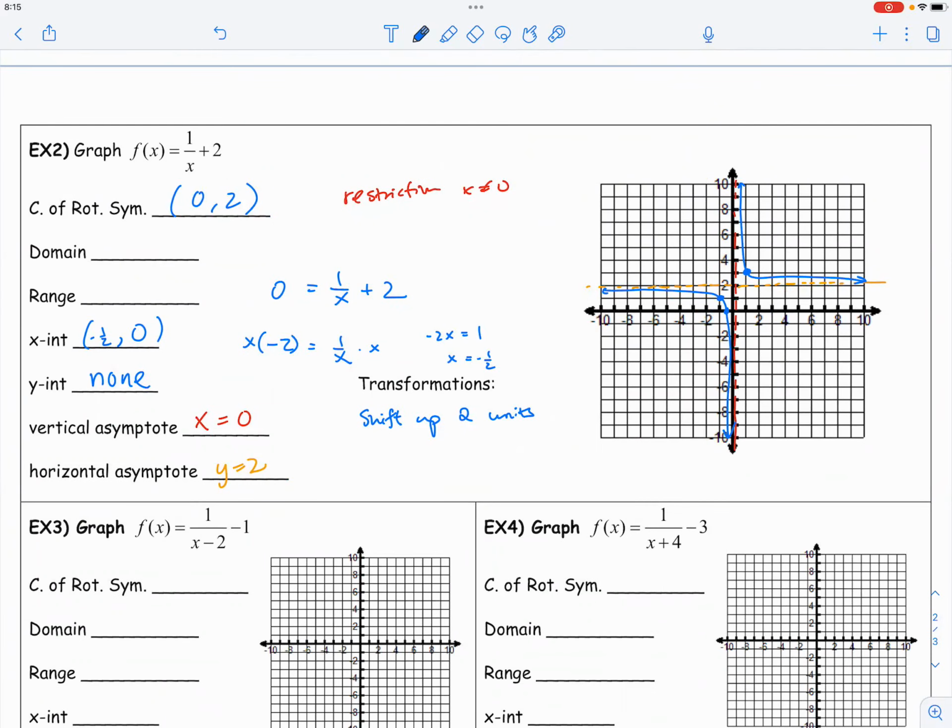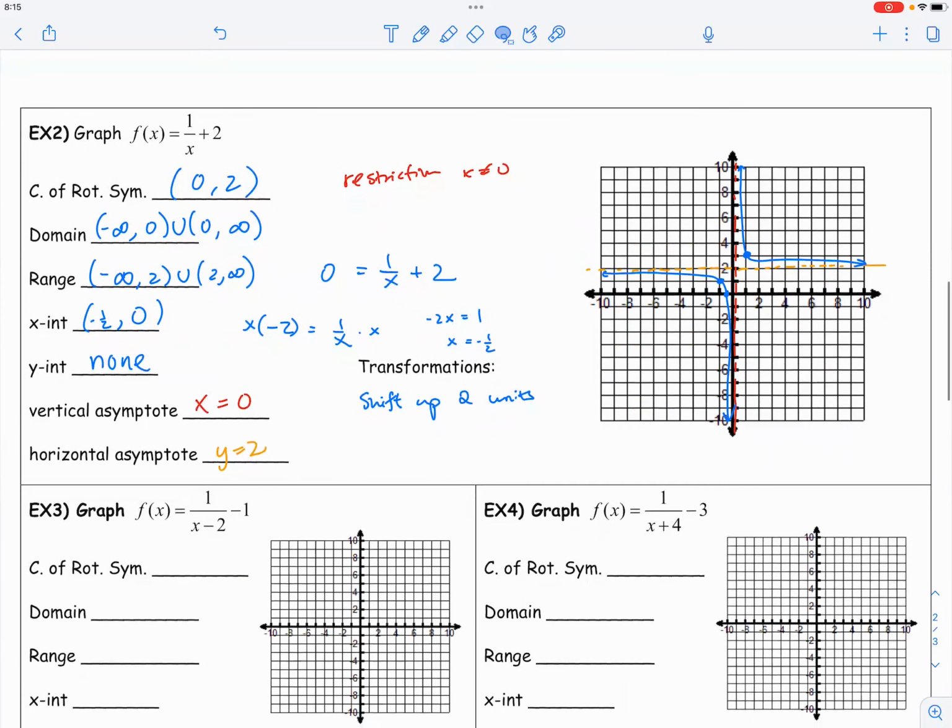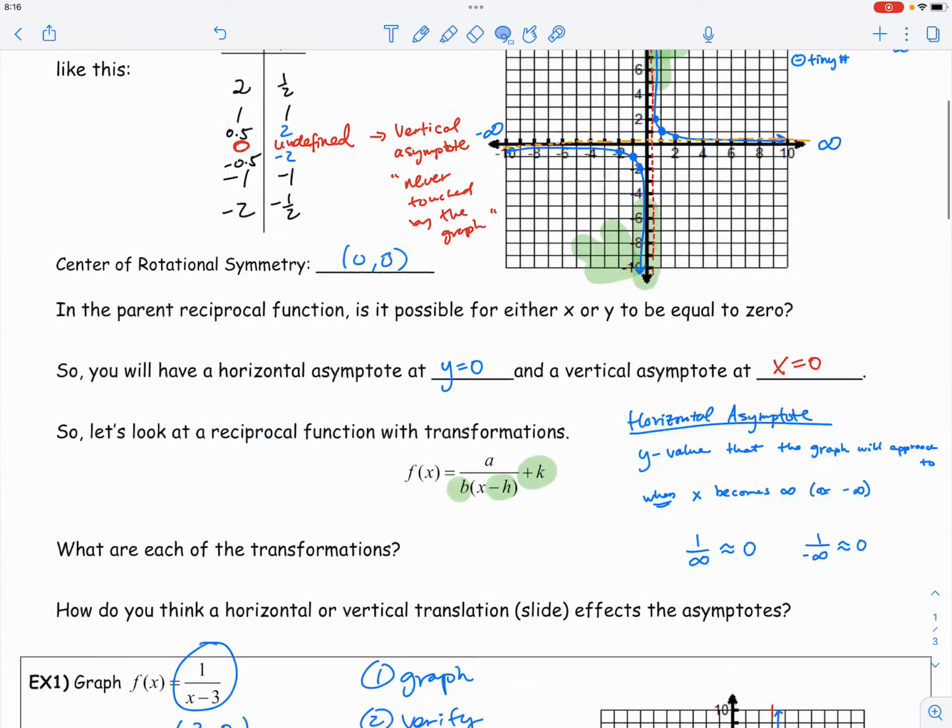And the domain would be from negative infinity to 0, union 0 to infinity. And the range would be anything but the number 2, because we don't have any evidence that the graph will cross the horizontal asymptote, so it will be anything but the number 2 on the y value.